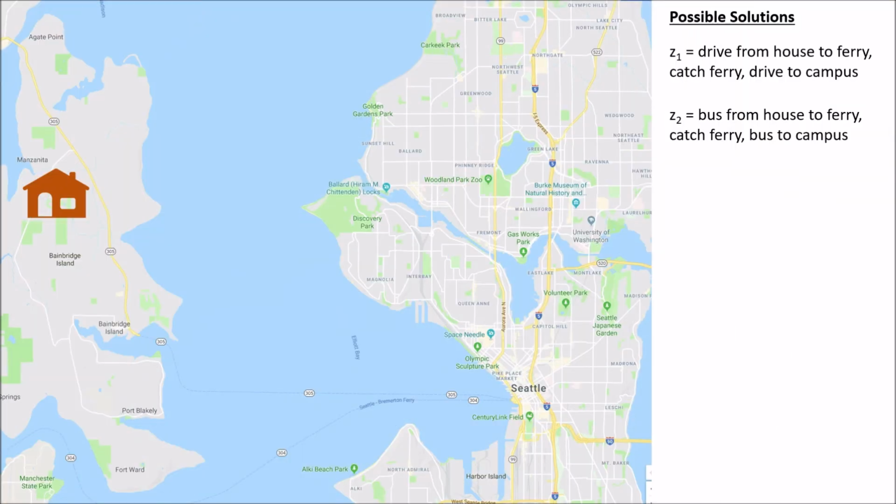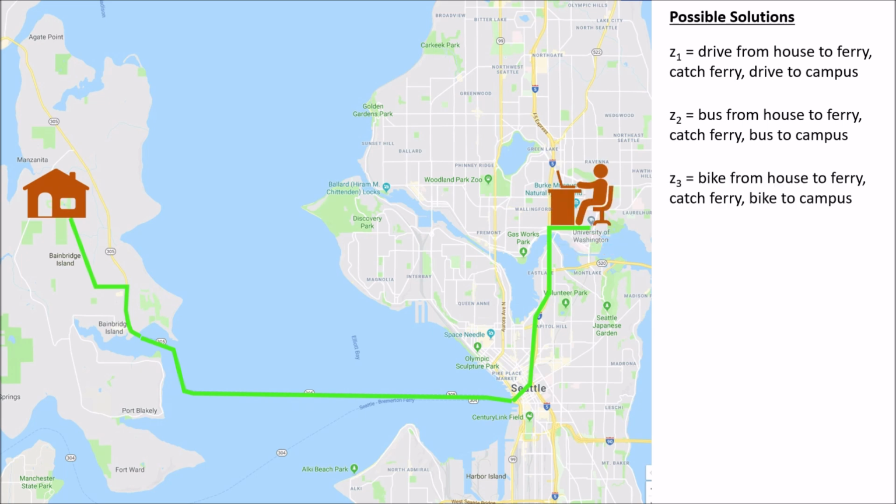What about a third solution? Well, if I want to get some exercise, why don't I ride my bicycle to the ferry terminal, and I can actually put my bike on the boat, take it across the water, and then when I get to Seattle, ride the rest of the way up to the University of Washington. Great. So Z3, bike, ferry, bike.